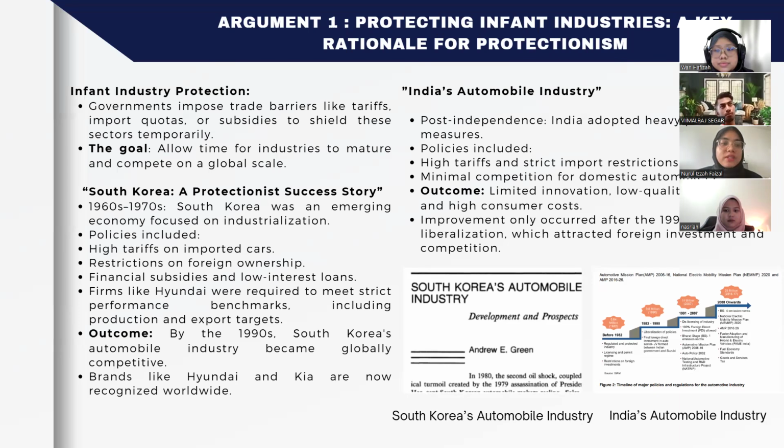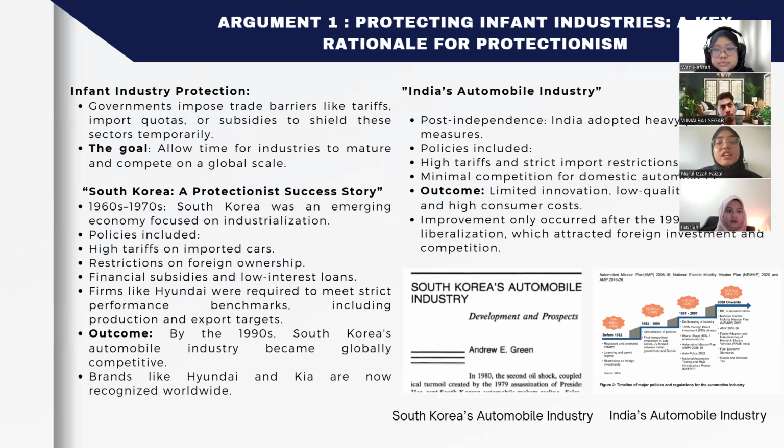South Korea provides a compelling example of successful infant industry protection. In the 1960s and 1970s, the government implemented strategic trade barriers and offered support to domestic automakers. Crucially, they tied this support to clear performance benchmarks, pushing firms like Hyundai to innovate and grow. The results speak for themselves. Today, South Korea's automobile industry is a global leader.